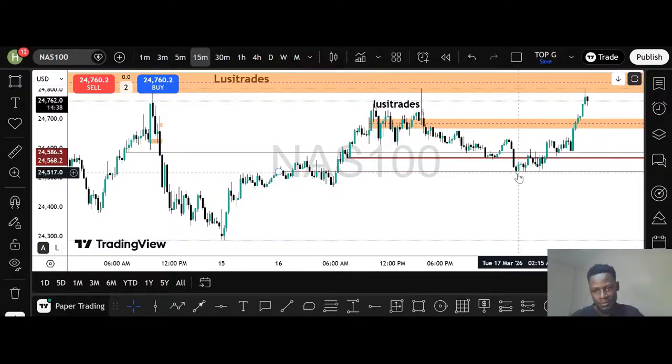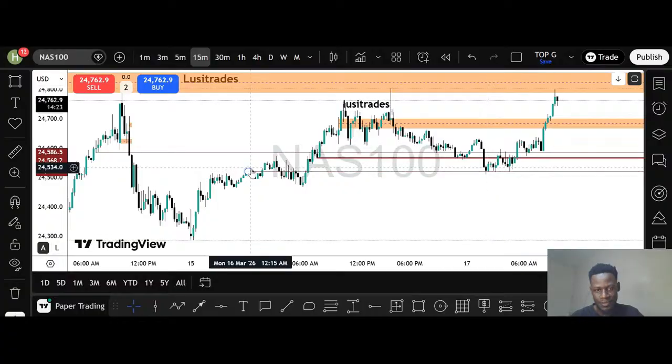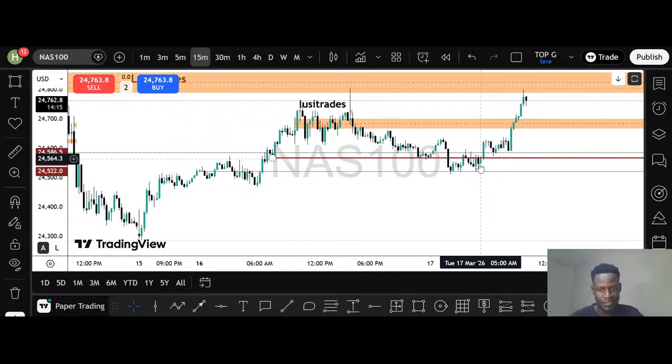And also just look at the way the bodies were staying. Also look at the way the bodies were staying on top of that midnight open, the true day open on Monday. Okay, so that's really nice. So in here I was just anticipating bullishness. And indeed it did happen.